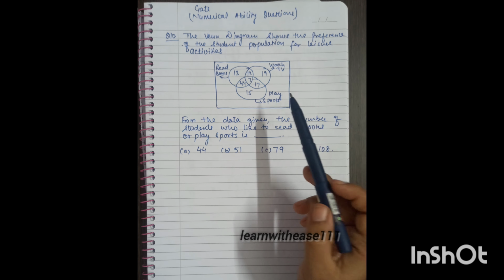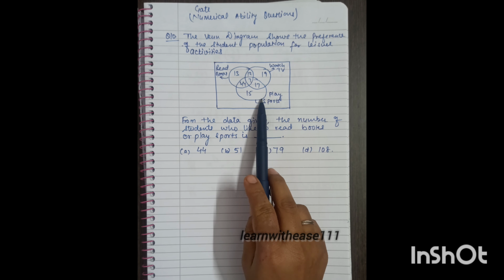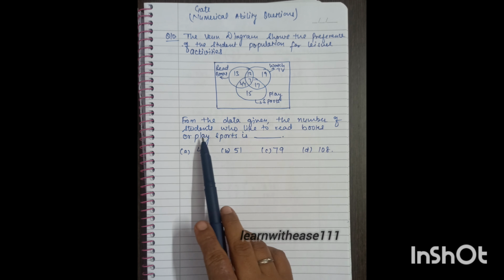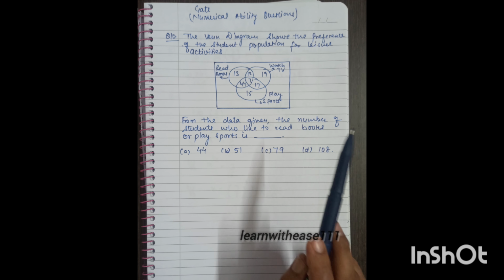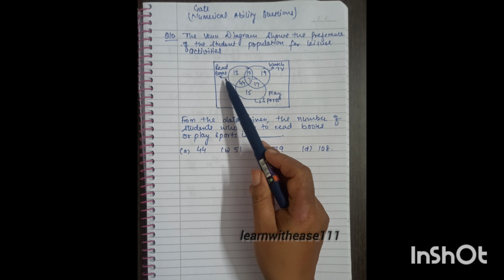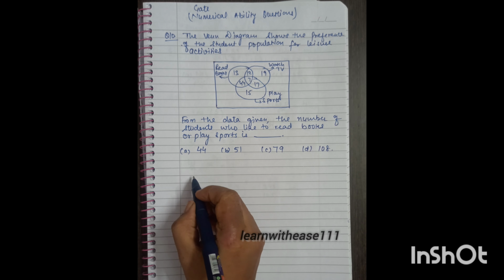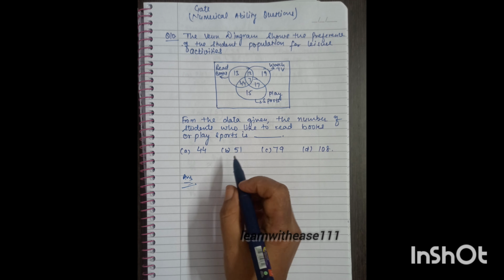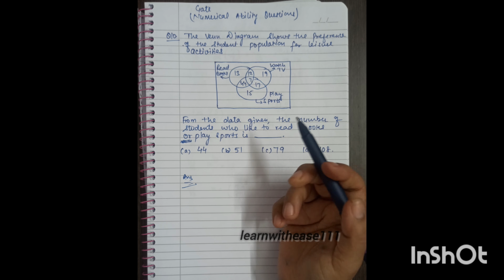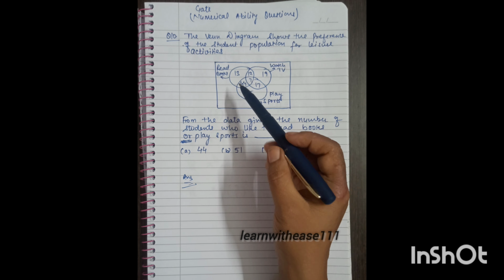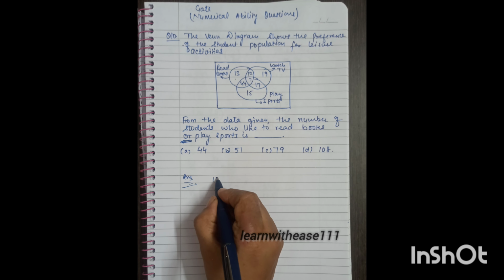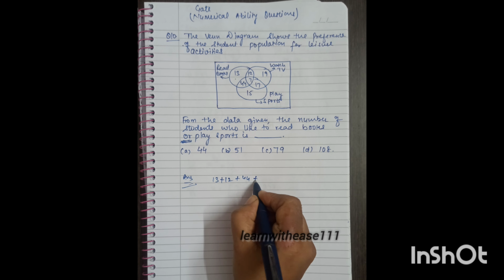This one has been taken from Venn diagram set theory. 3 options are given where students are involved in reading books, watching TV and playing sports. From the data we need to find the number of students who like to read books or play sports. Whenever 'or' is there, you need to add each and every number of students who are present in those two circles, reading books and playing sports. So we need to add each and every term here.